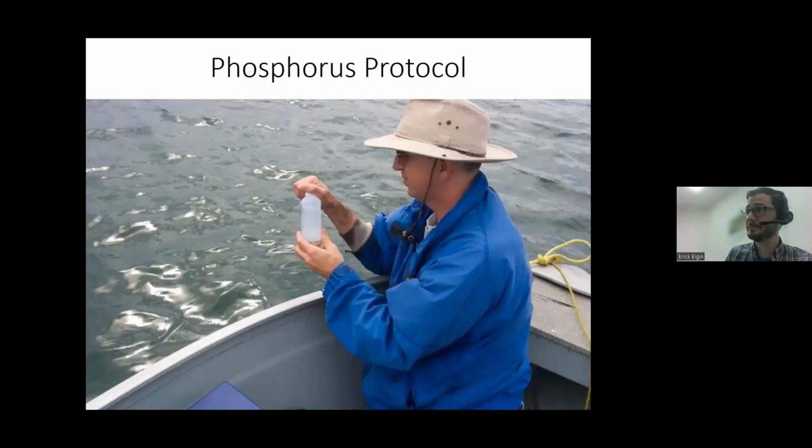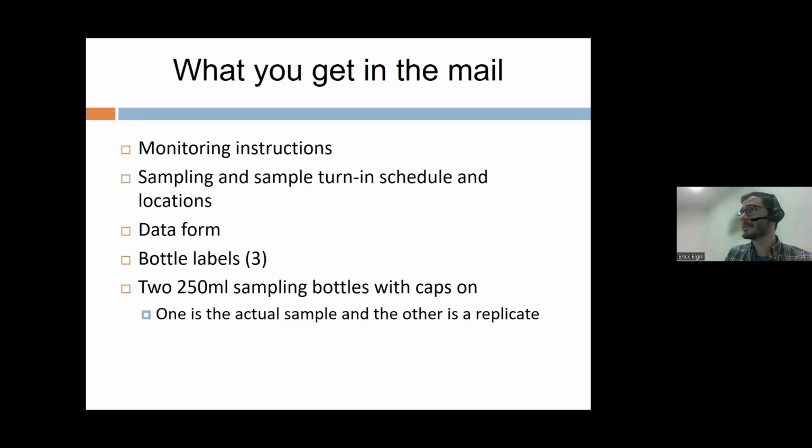So let's get into the protocol. What you get in the mail. Let's start with that, because for each parameter you get something from Gene Roth, who is the master of getting all this information and equipment out. So you'll get the monitoring instructions, the sampling and sample turn-in schedule and location. We call that the phosphorus schedule. That's really important because that gives you when to collect and where to drop off.